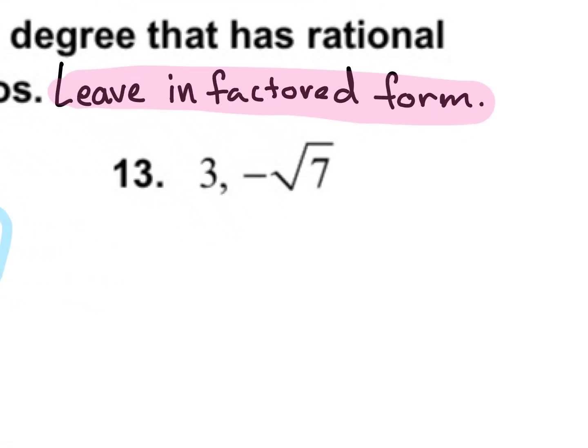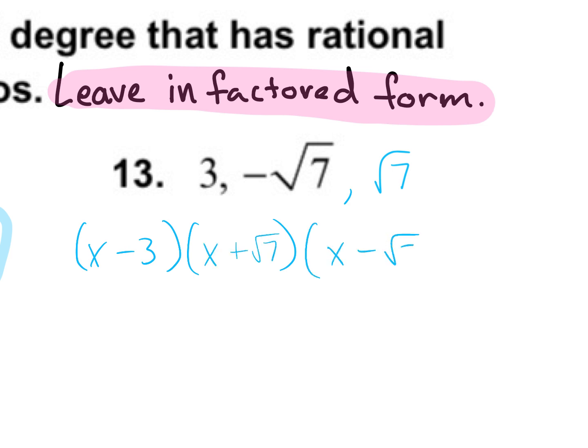All right, let's also look at 13. So 13, again, just says to leave in factored form. Am I missing any zeros here? Square root 7. Since I had a negative square root 7, I need its partner, so positive square root 7. How would I write this in factored form? X minus 3, x plus square root 7, and x minus square root 7. Awesome. So this would be our answer.